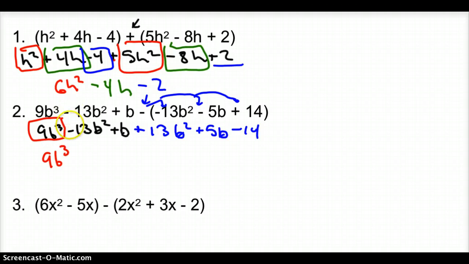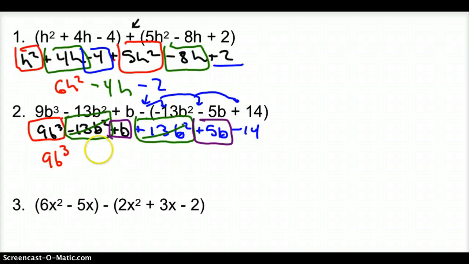Then, we have a negative 13b squared. Do we have any other b squareds? Yes, we have a positive b squared here, and it's 13 of them, so those are now gone. Moving down the line, I have plus b here, I have some more plus b's here, and so b plus 5b is plus 6b, and then finally we have negative 14. So here would be your final answer.